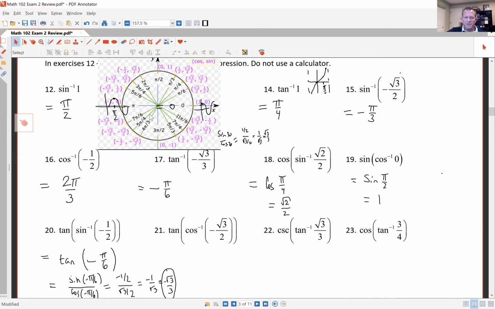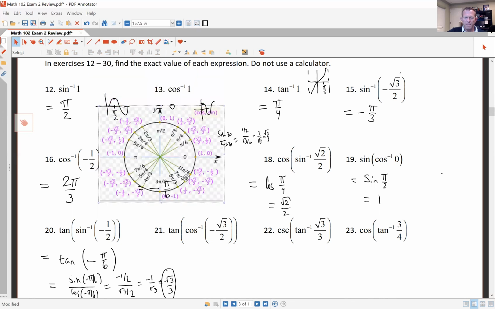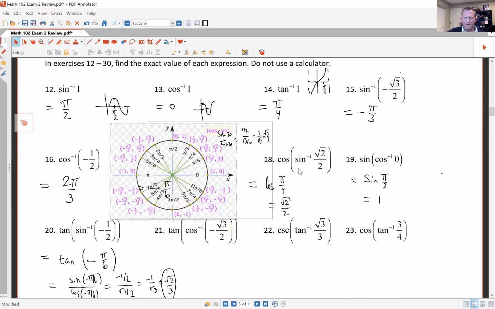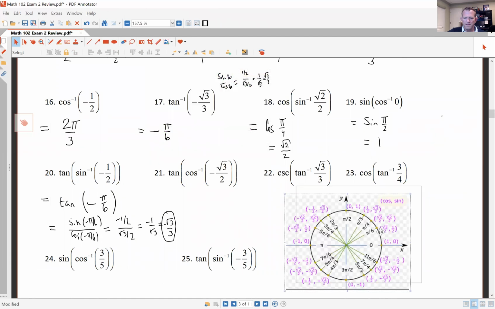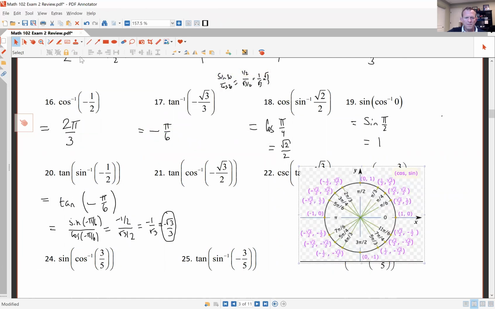Tangent of inverse cosine of negative root 3 over 2. Inverse cosine of negative root 3 over 2. I know that the cosine of 30 degrees is root 3 over 2. But that's in quadrant 2 because it's the inverse cosine of a negative. So it's this one right here, the 5 pi over 6.